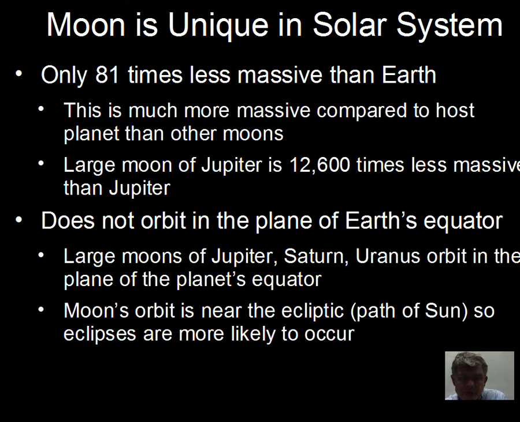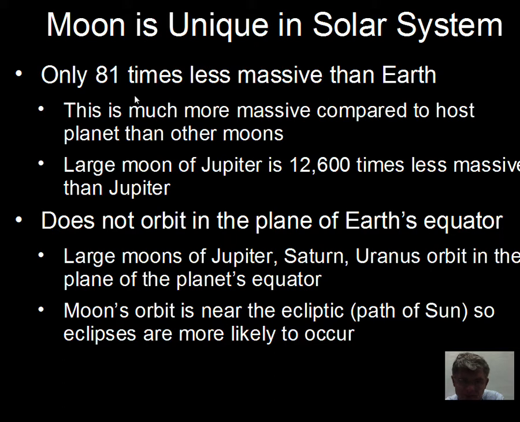The moon is much different compared to the moons of other planets. Our moon has a lot of mass compared to the other moons of Jupiter or Saturn and such. If you take the Earth's mass and divide by 81, you get the mass of the moon. So the moon is not nearly the mass of the Earth. You have to divide the Earth's mass by 81 to get the mass of the Moon.